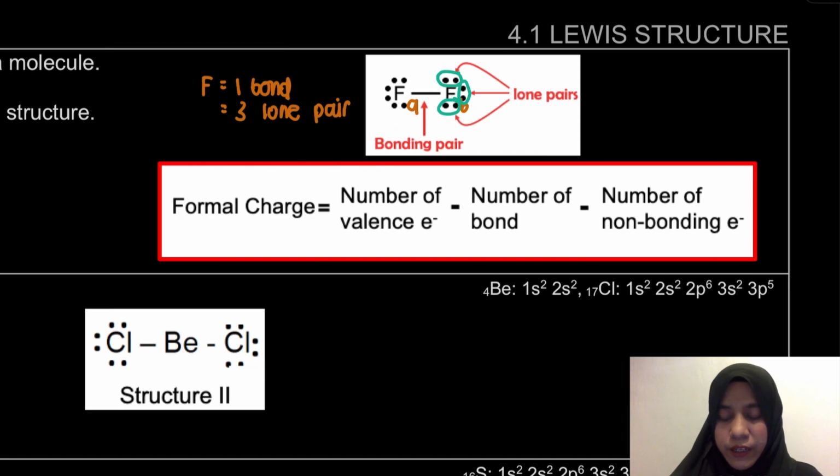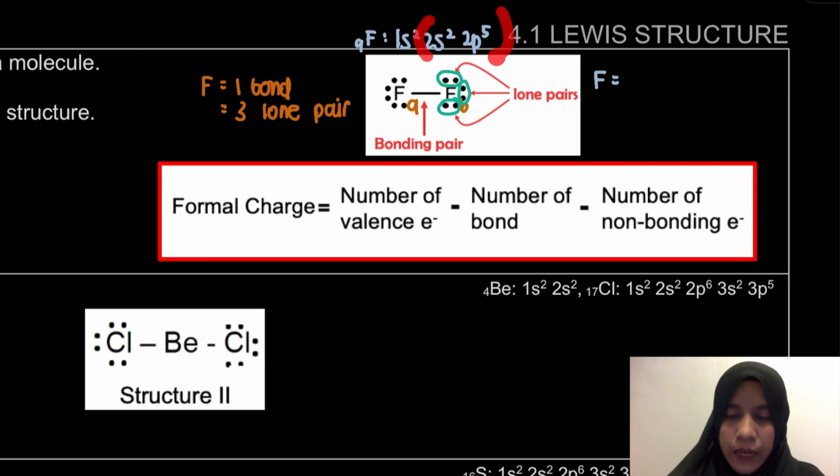So how do I calculate the formal charge of my fluorine? Fluorine's electronic configuration: the number of protons is 9, so 1s2, 2s2, 2p5. The formal charge is equal to the number of valence electrons. Valence is your highest n, which is n equals 2. How many electrons? We have 7. So we have 7 minus the number of bonds. How many bonds do we have? There's only 1.